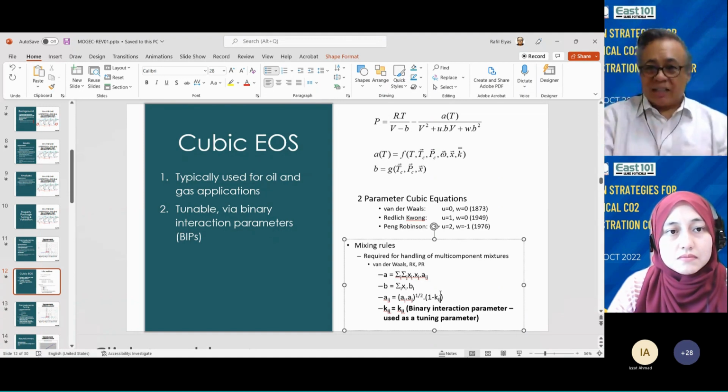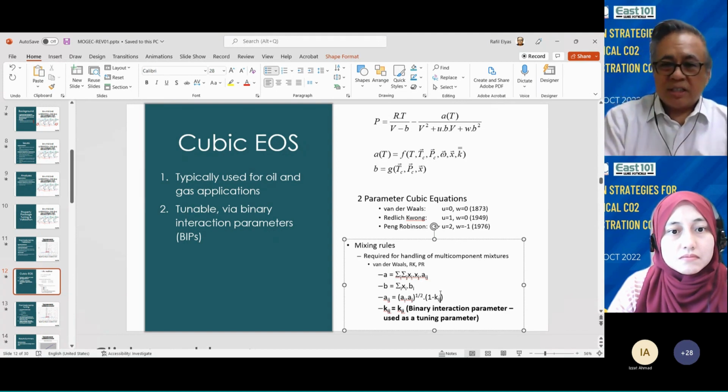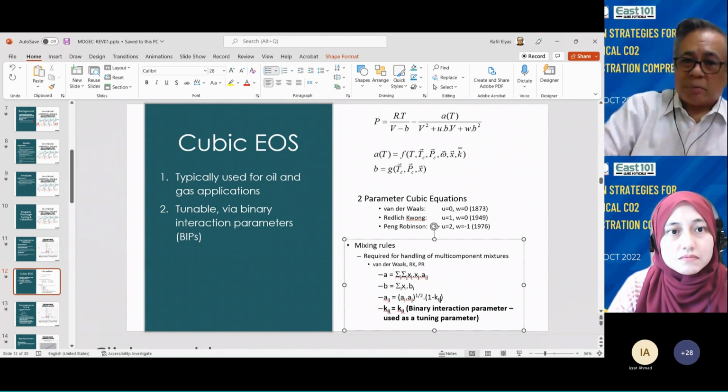Even though you buy the data, it doesn't mean that the data is good. You still have to do thermodynamic consistency checks. I've also seen someone using AI as part of the tuning to sort out all the bad data.